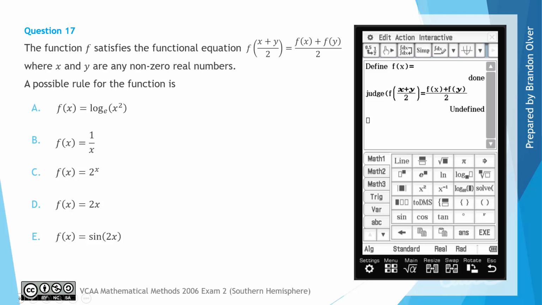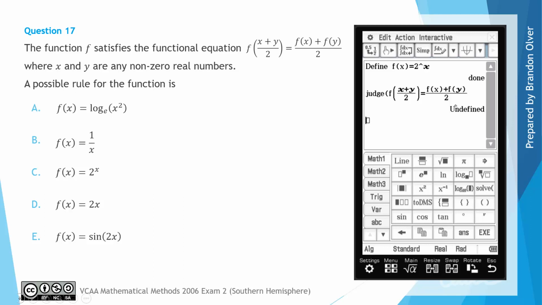So let's delete that again, and we're going to go to option C, which is the 2 to the power of x function. Having my cursor on that top line, I can hit execute. Once again, nothing changed, which means that 2 to the power of x is also not the rule for f of x that satisfies this functional equation.